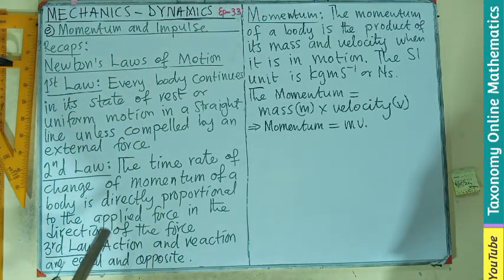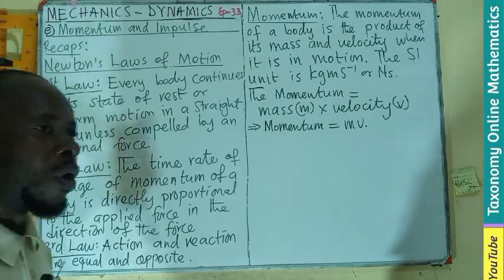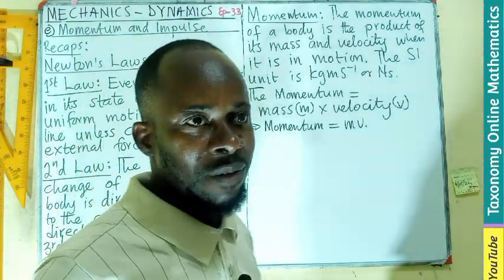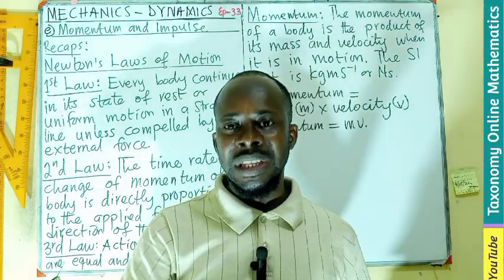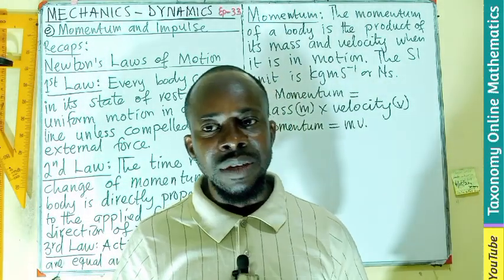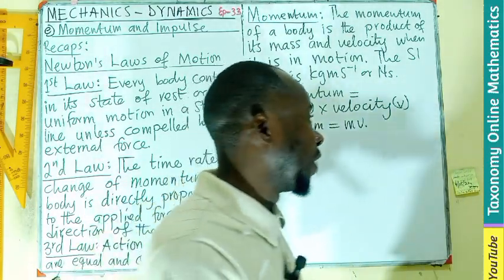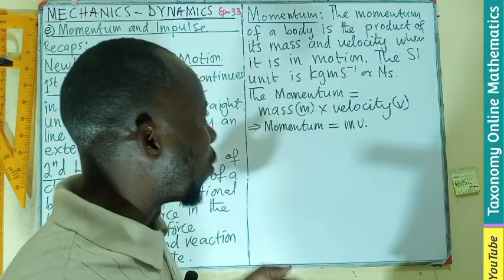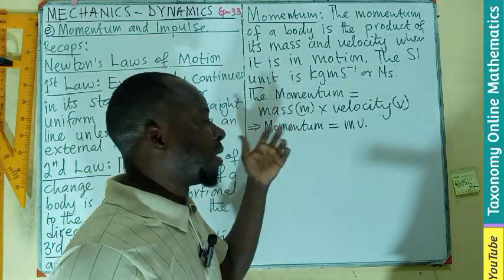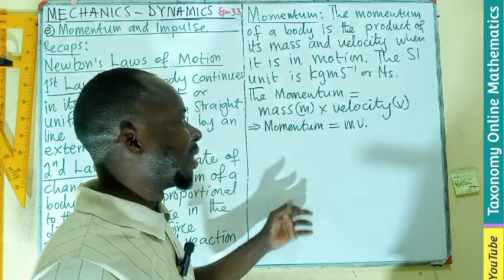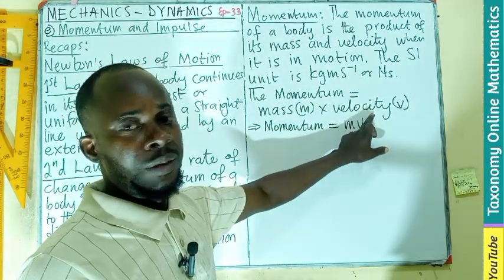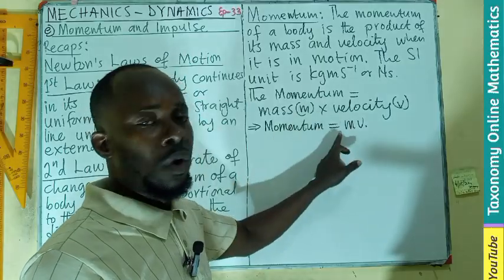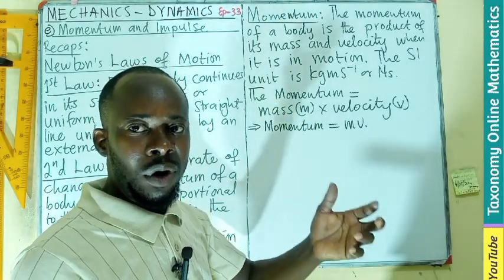Then the last one is that the action and reaction of any body are equal and opposite. So if bodies A and B are having forces acting on each other, the forces are going to be equal and opposite to each other. If we delve into it more, we can say that momentum can be represented mathematically by the mass of the body times its velocity, which is momentum equals mv, mass and velocity.